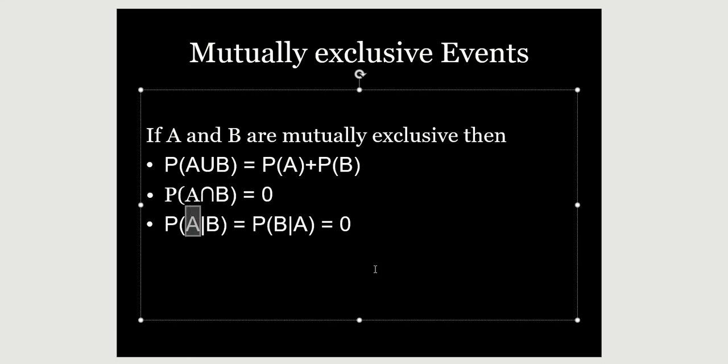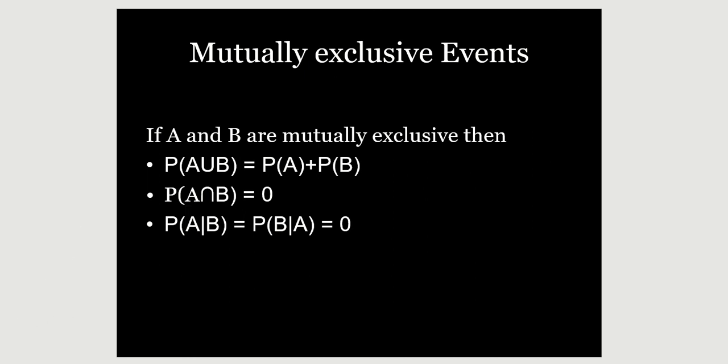Meaning prostate cancer and women are mutually exclusive. What is the probability of prostate cancer given she's a female? It's 0, it does not exist. Or what is the probability she's a female if prostate cancer exists? It will also be equal to 0 because they do not intersect. They are mutually exclusive.